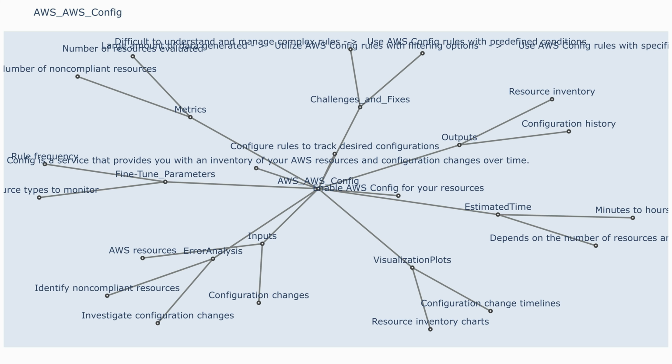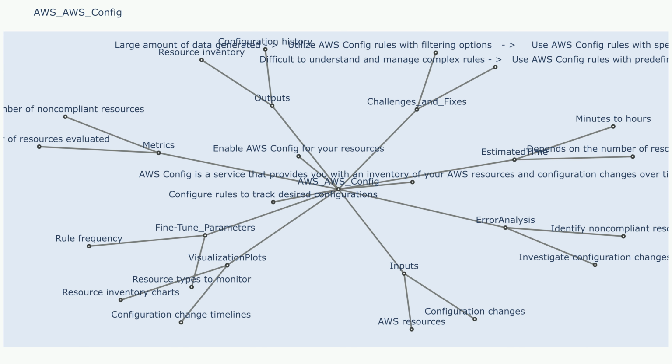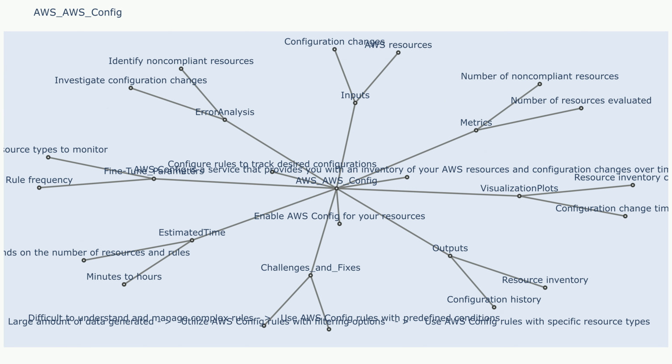YAML. Prerequisites. Name: AWS account. Purpose: An AWS account is required to access AWS services, including AWS Config. It provides the necessary infrastructure and resources for managing your AWS resources.